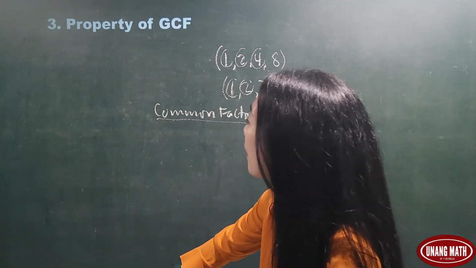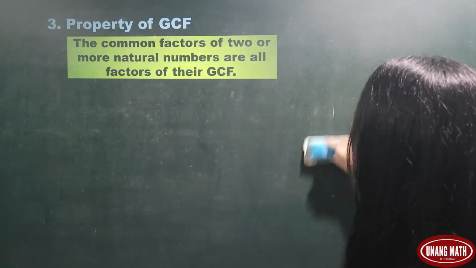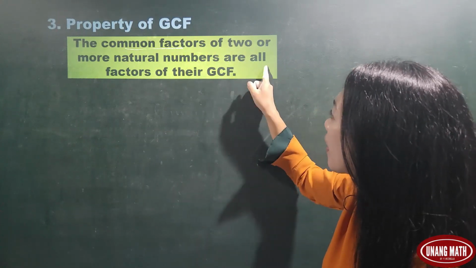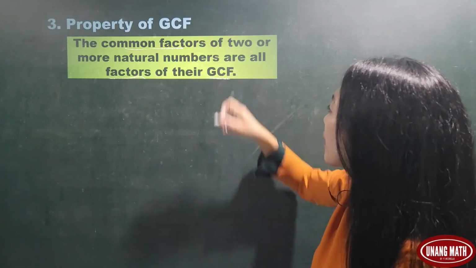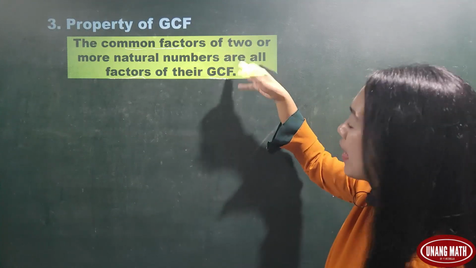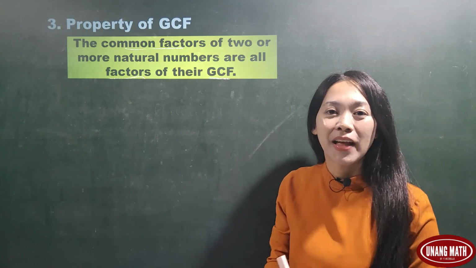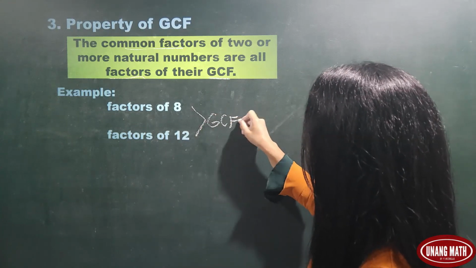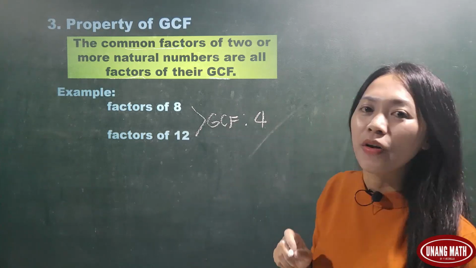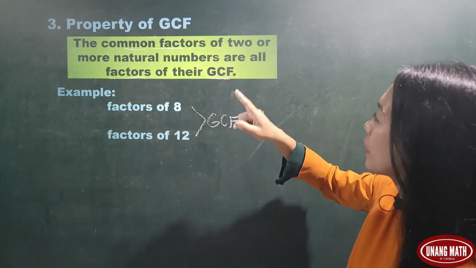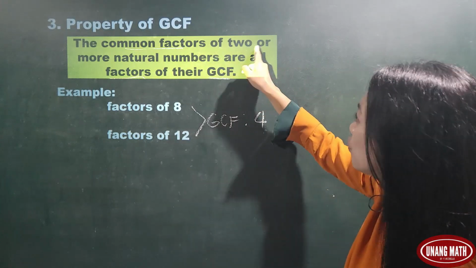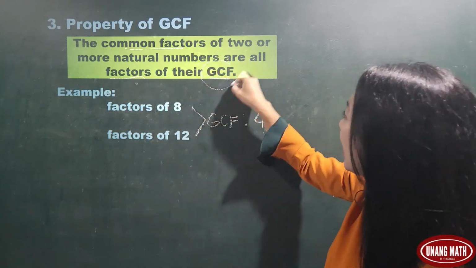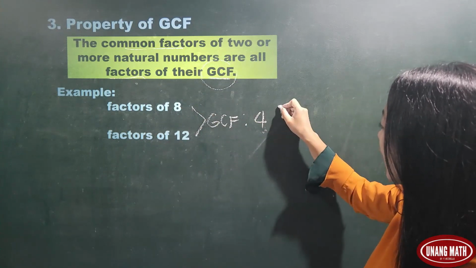So what is the property of GCF? The common factors of two or more natural numbers are all factors of their GCF. Let's explain this sentence by looking back at our example a while back. Okay, what is the GCF of 8 and 12? Okay, we got 4 a while ago. According to the property of GCF, the common factors of two or more natural numbers are all factors of their GCF. Okay, let's get all the factors of 4.